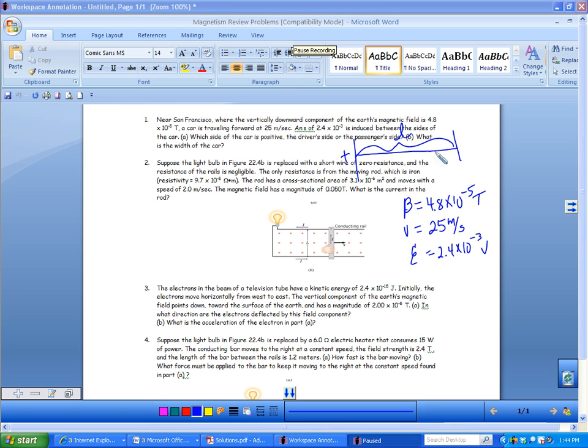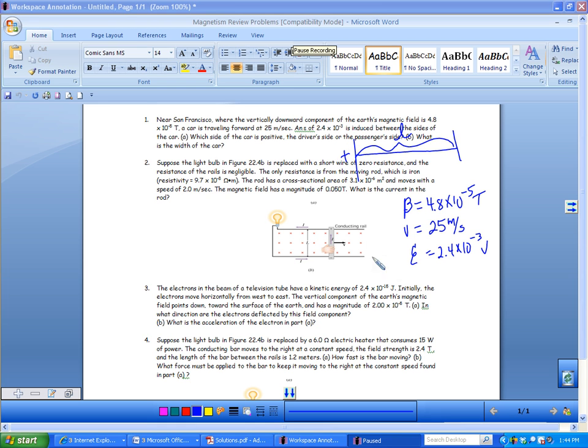I was saying to you was that if we did the right-hand rule, point our 4 fingers into the earth, our thumb straight forward, then the force applied to the positive charges is going to push them over in this direction, so this is going to be the positive charge side, which is the driver's side.